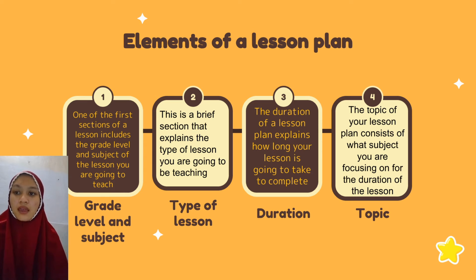The second is the type of lesson. This is a brief section that explains the type of lesson you are going to be teaching. As I mentioned in the sections above, typically a lesson is for one period, 1 week, or contains information for entire units. Many teachers can choose their lesson type depending on their own preference, but some may need to adhere to the rules of their school district.